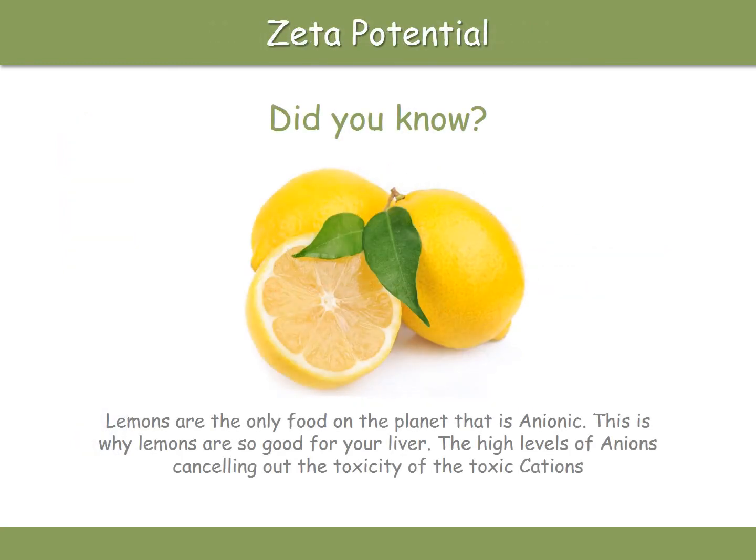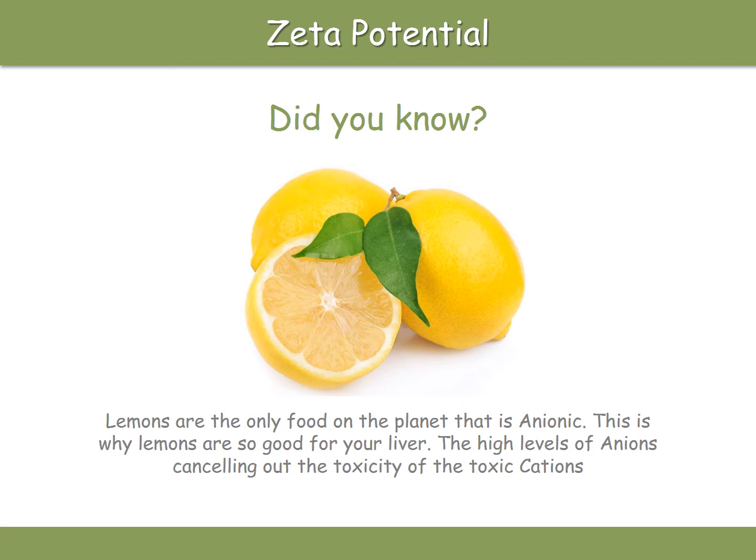And here's an interesting one. This is really interesting. Lemons are the only food on the planet that is anionic in nature. This is why lemons are so good for your liver. The high levels of anions cancel out the toxicity of the toxic cations. So lemons have a very high level of anionic particles, and as soon as those anionic particles meet the cationic toxins in the liver, it starts neutralizing.